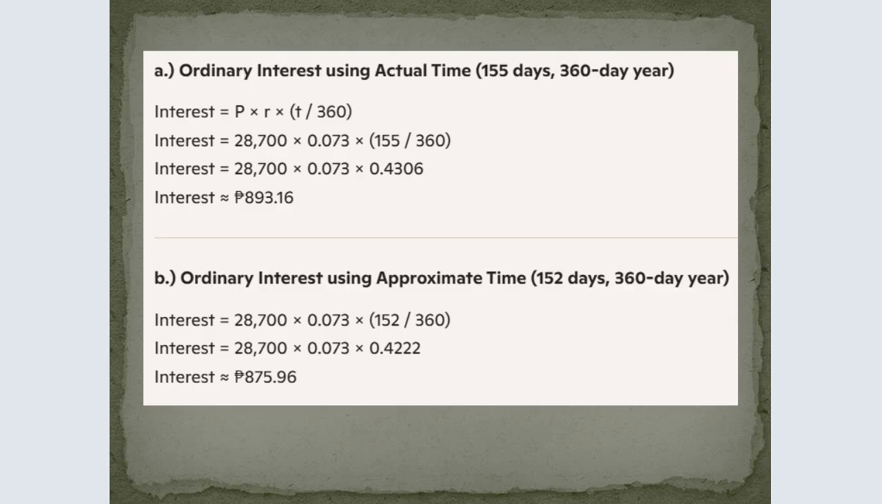Second, ordinary interest using approximate time. Now for the approximate time, we have 152 days. Again, since this is ordinary, we have to divide this by 360. So the interest is 28,700 times 0.073 times 152 divided by 360. So the interest is approximately equal to 875.96.